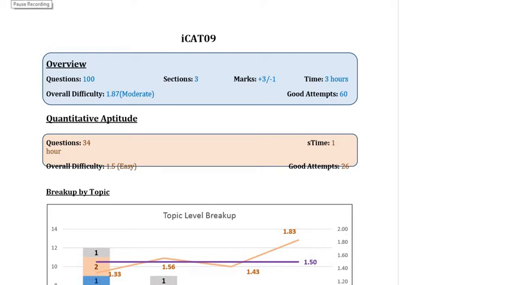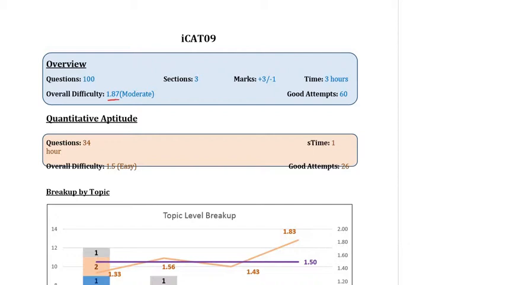Hello and welcome to the third and final part of our analysis of iCAT9, part of our All India National Level CAT test series for CAT. So in the previous two parts we saw how iCAT9 was a moderate mock with a moderate verbal section and a tough DILR section. As we said, the average LOD of questions in this mock was 1.87 or close to 1.9.